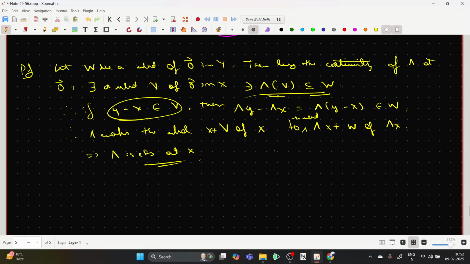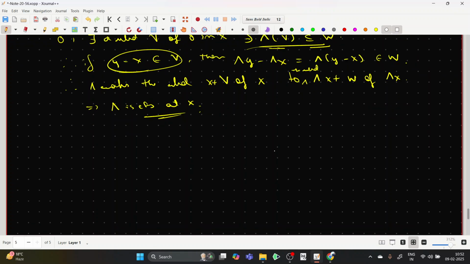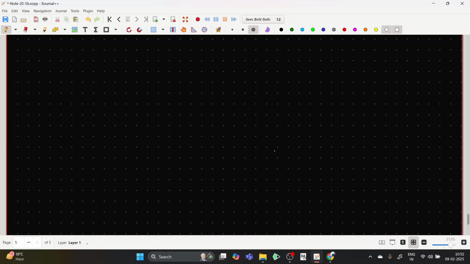So, we will cover one more theorem in this lecture. We will rather give the statement of it, or rather prove it. Let's just prove it. Let lambda be a linear functional on a topological vector space X. Let lambda be not identically 0, that is, lambda is not a 0 map.